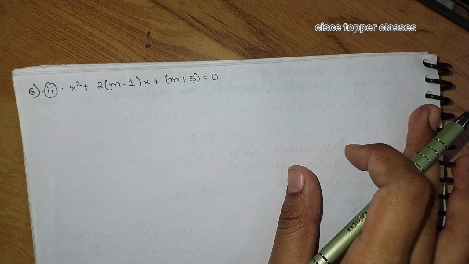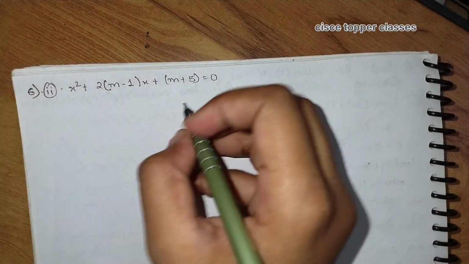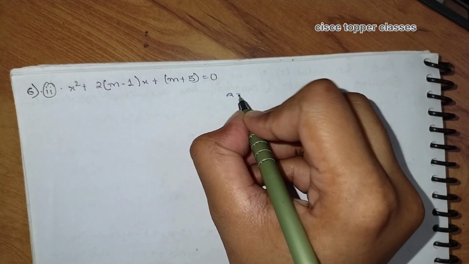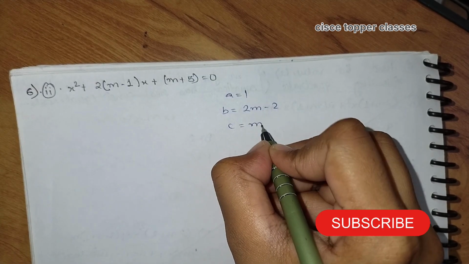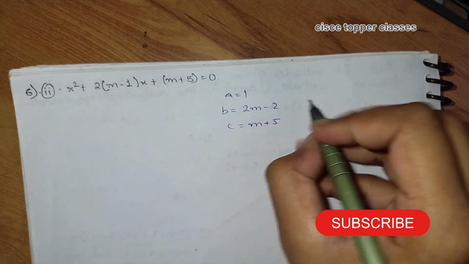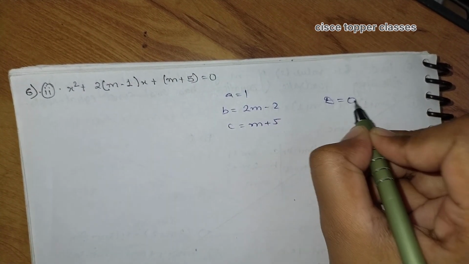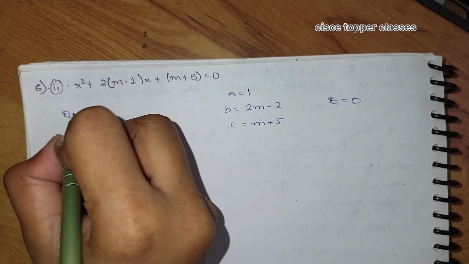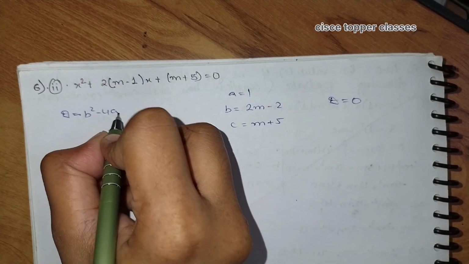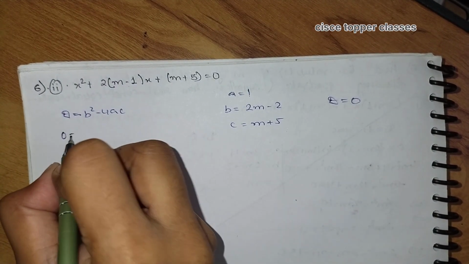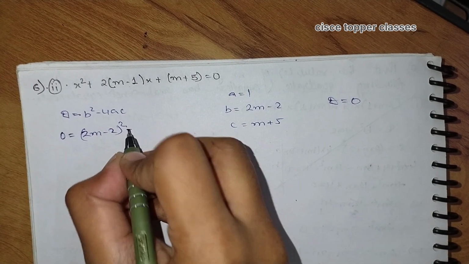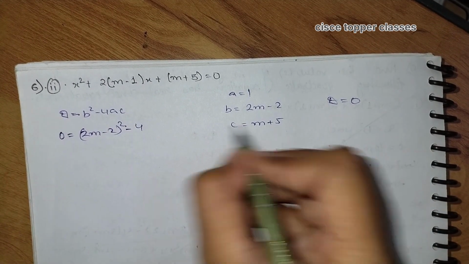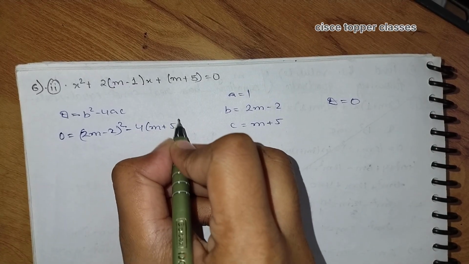Question number 6 first part, here we have to find the value of m. We know here a is 1, b is 2m minus 2, and c is m plus 5. And if equal and real roots, then the discriminant value will be 0. We will put the values in this formula so that we will get the value of m. D will be 0. B square will become 2m minus 2 whole square minus 4 into m plus 5.